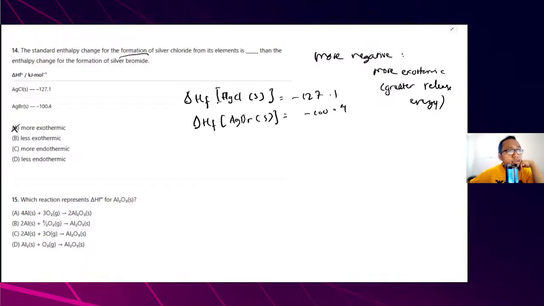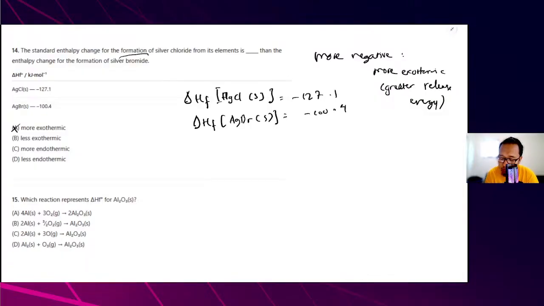Just remember, guys: the more negative the delta HF, the more exothermic it is, because it releases greater energy. All right, so number 15.